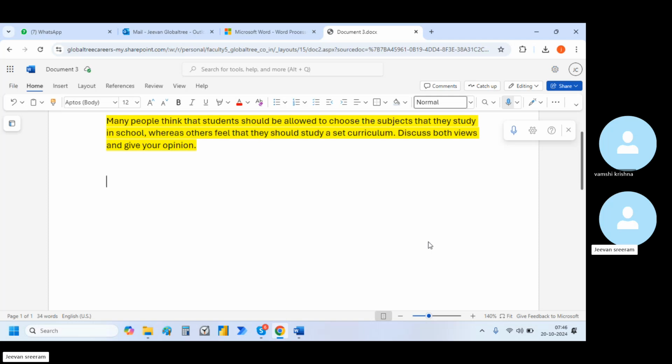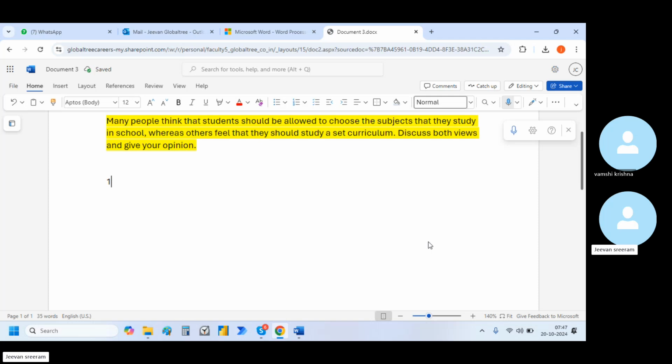Vamshi, my suggestion is don't pick any side in your conclusion. However, the question asked us to discuss both views, right? So in the introduction, just write down whatever you understand from the topic given: a general sentence, a contrasting statement, and also a thesis statement. That suffices for the introduction.